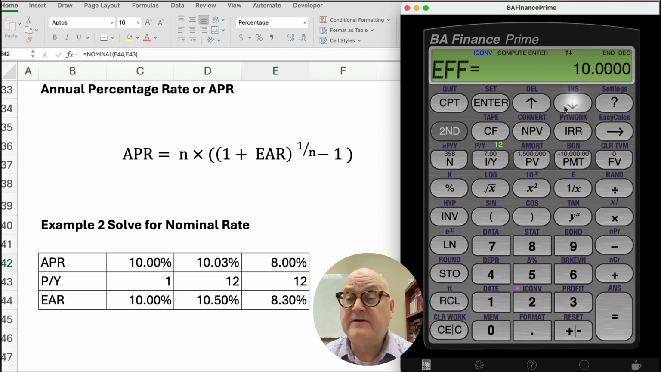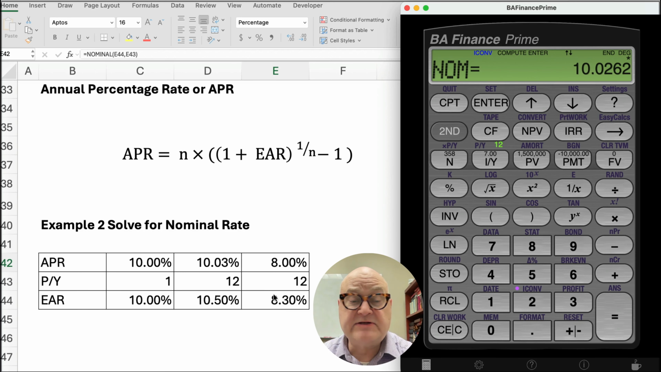Well, if it's compounded 12 times and the effective rate is 10.5%, enter, then what's the nominal rate? Compute, we get... did I get it 12 periods per year? I need to put in 12 periods per year, enter, go down, the nominal rate is going to be 10.026, so it rounds off to 10.03.